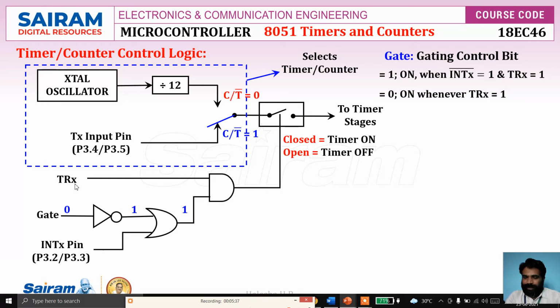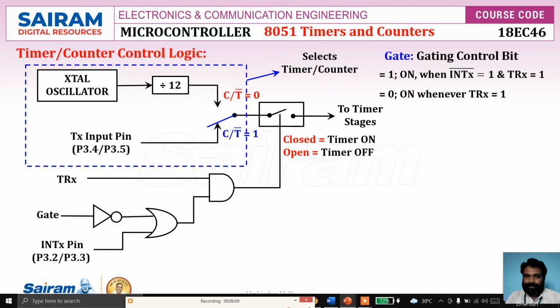So suppose TRX is 1, then both the inputs to the AND gate are 1, so the output is 1. The switch is closed, timer is on. Suppose TRX is 0, the output of the AND gate is 0, so the switch is open, timer is off. Clear now? So that is why we said whenever GATE is equal to 0, timer on or off depends only on the TRX bit.